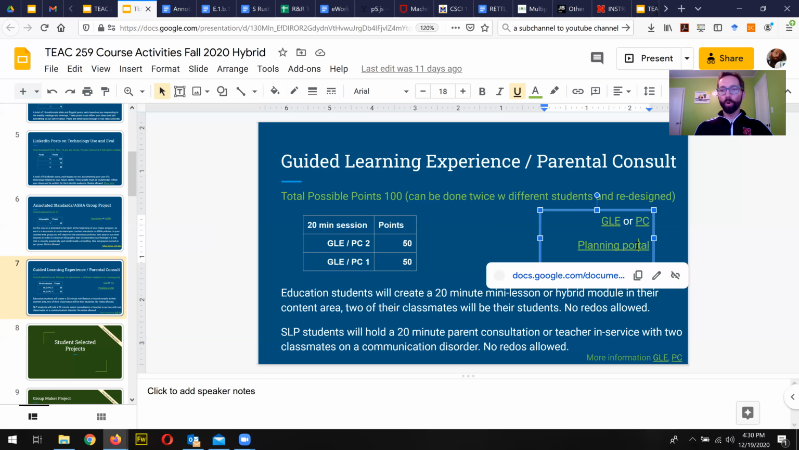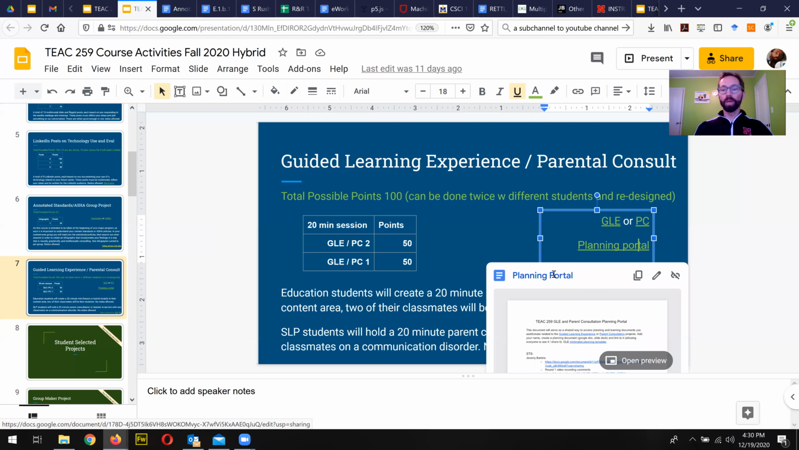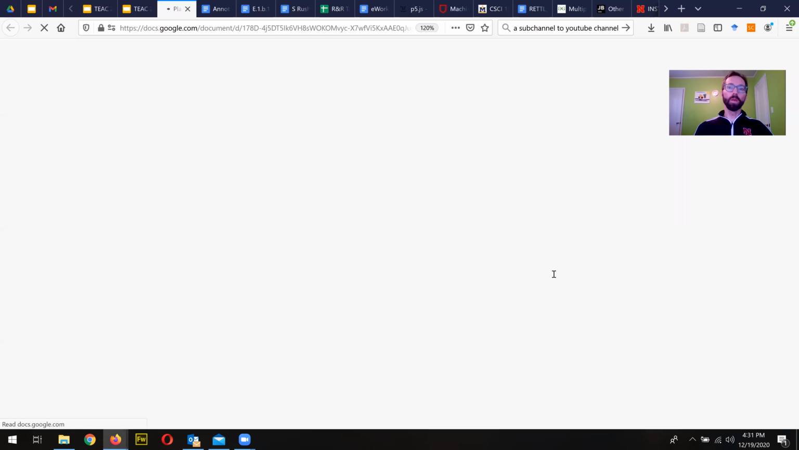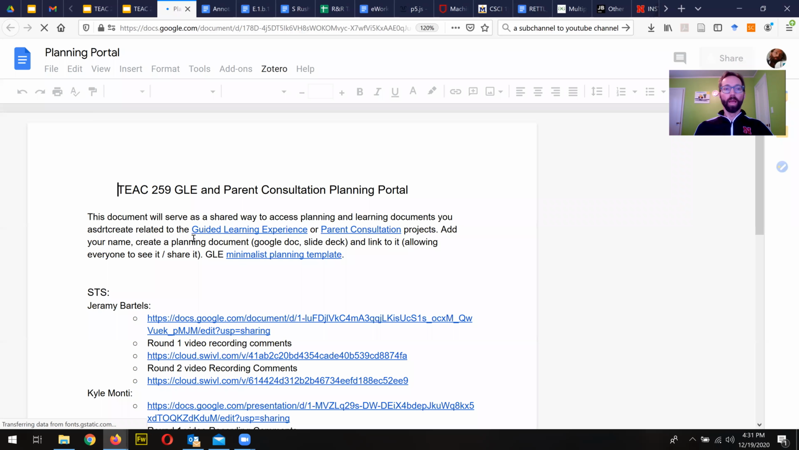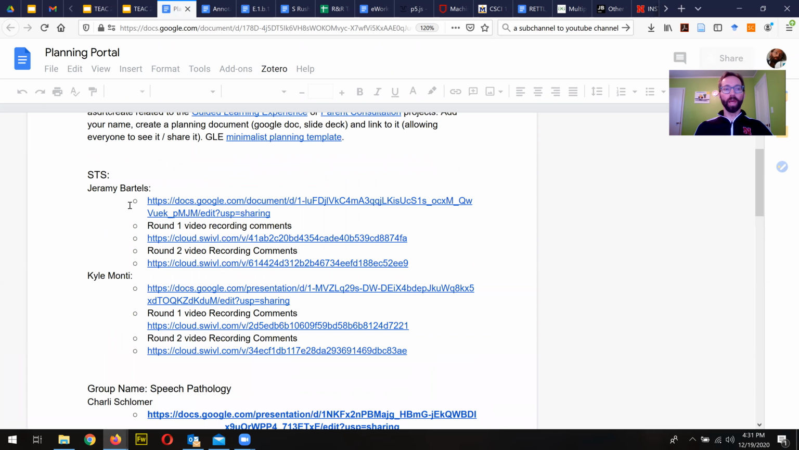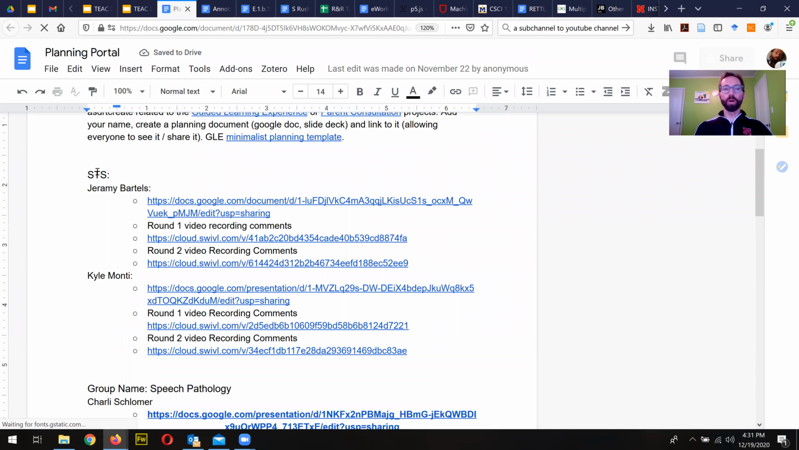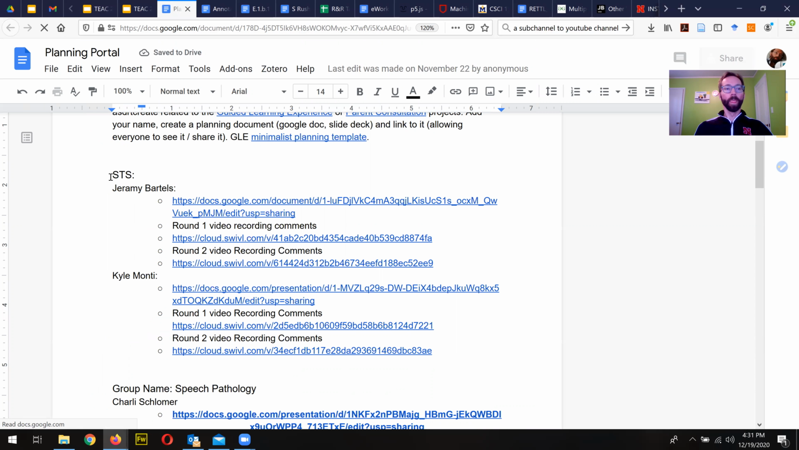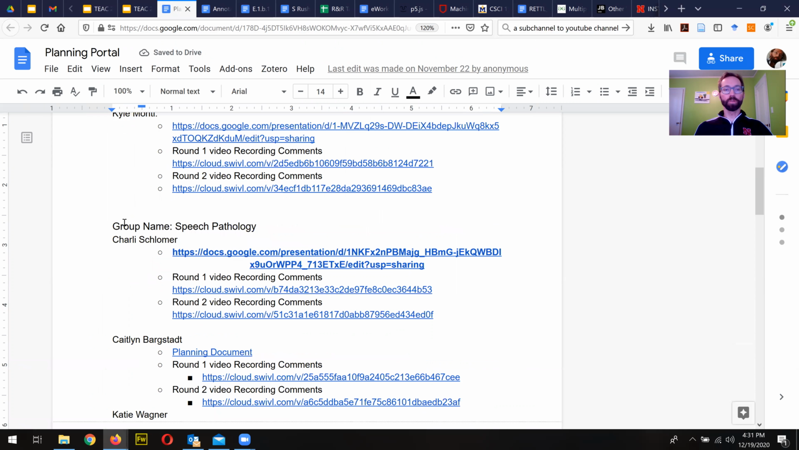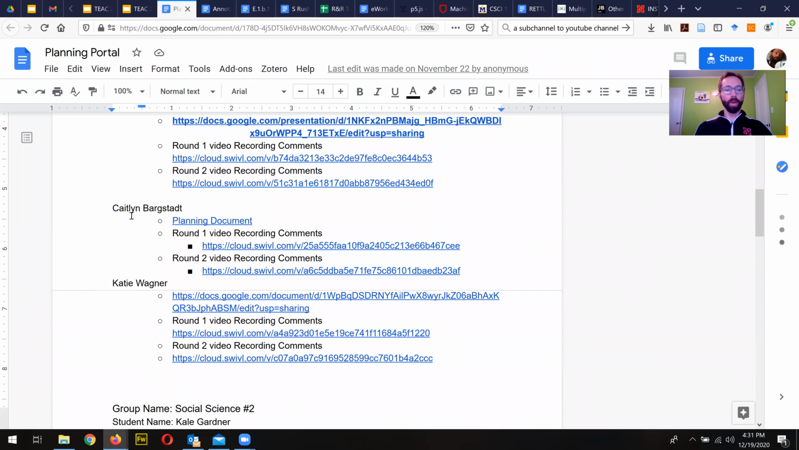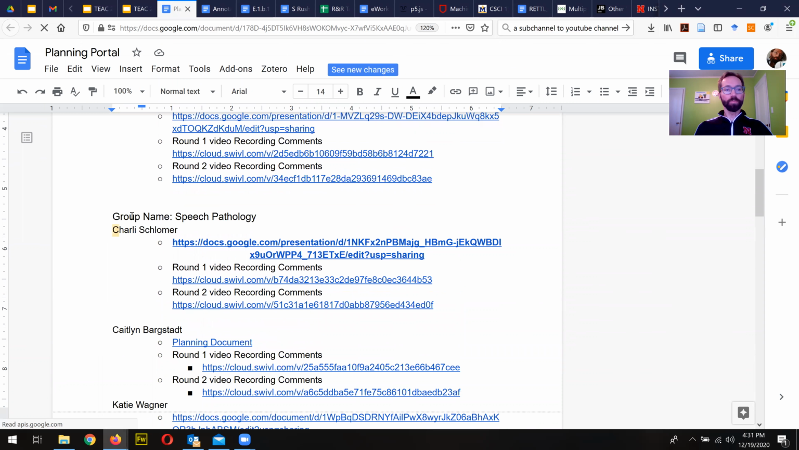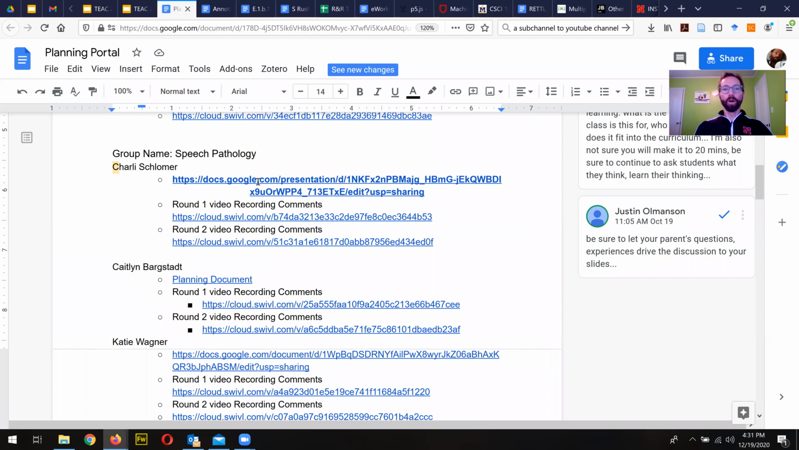There's also a planning portal. This will be a finished one, but it will be pretty much blank when you see it for our class. This planning portal has a place for each content area group. So the science technology group, they had 2 members. Here's a speech path group. It's got multiple members. And then each member puts their name and then a Google Doc that has all of their records and the supporting materials that they're going to use for their lesson or for their consultation.